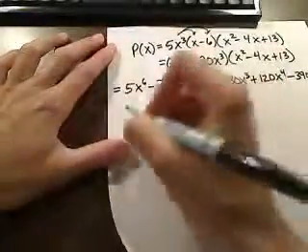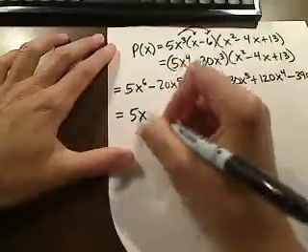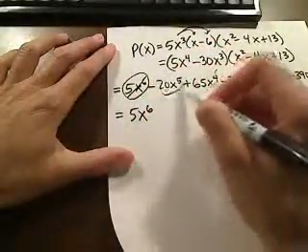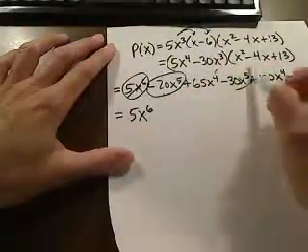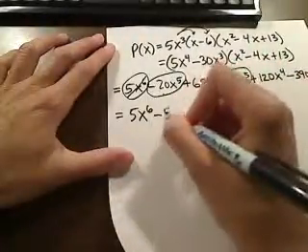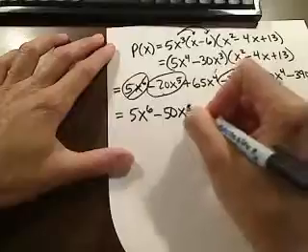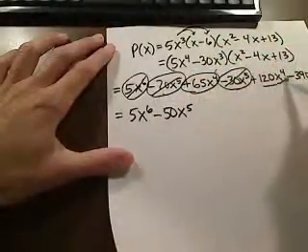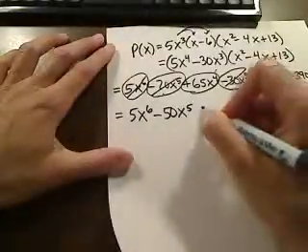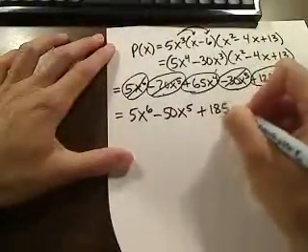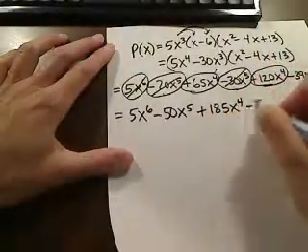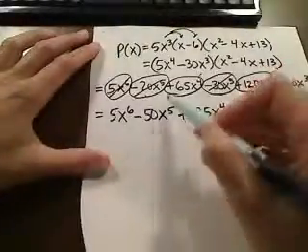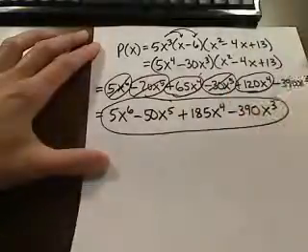Okay, so we just want to collect like terms. We've got an x to the 5th here, negative 20, negative 30, so it's negative 50x to the 5th. 65 and 120 for the x to the 4th, so 185, and then minus the 390x to the 3rd. Okay, so that would be your p of x.